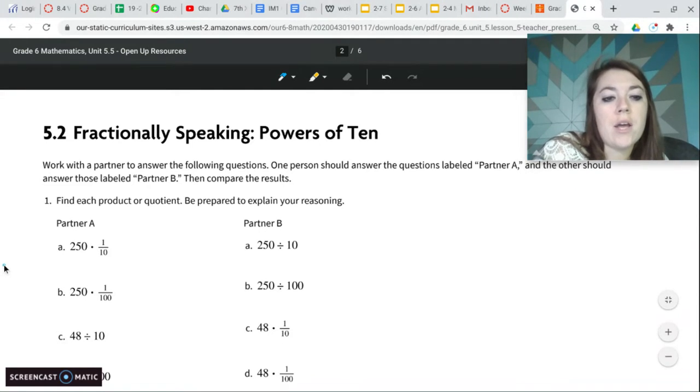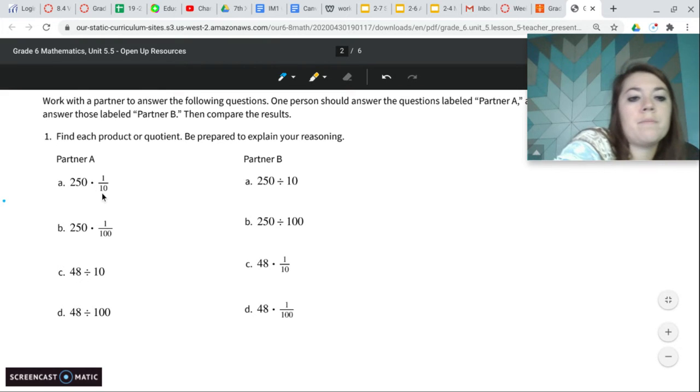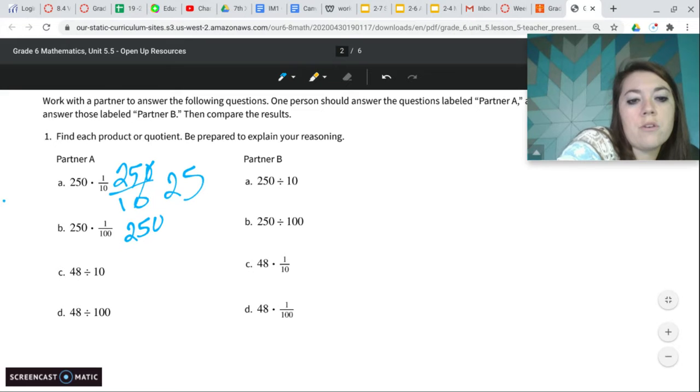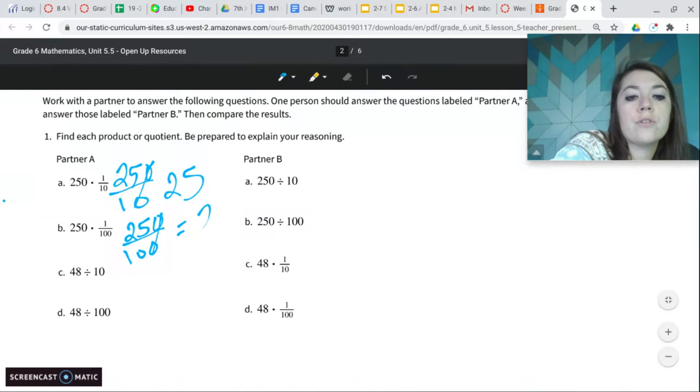So partner A, 250 times 1/10. If we multiply this by 1/10, that's the same thing as having 250 over 10. So 250 over 10, the zeros cancel, so we have 25. 250 over 100, same thing, because remember with fractions, we multiply across. So now we have 25 over 10. 10 can go into 25 2 times with 5 left over, so it's 2.5.